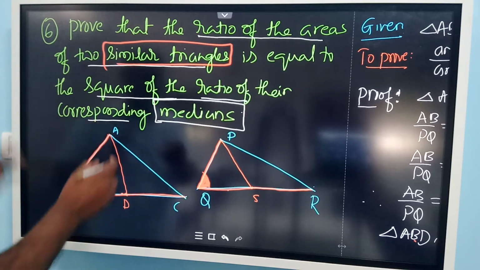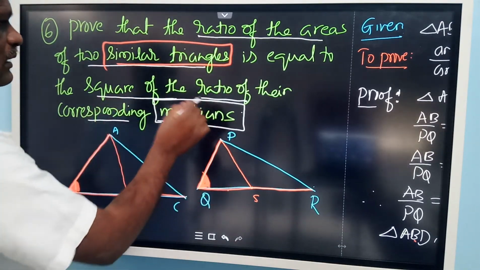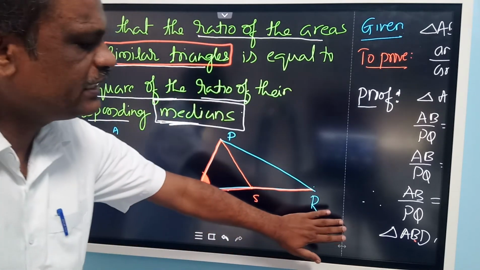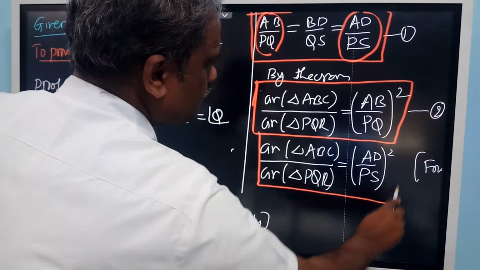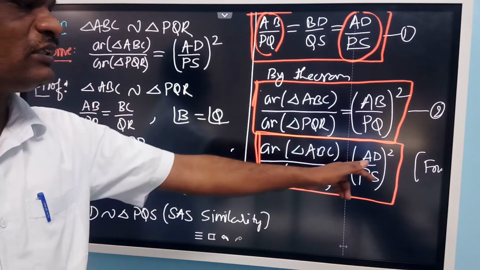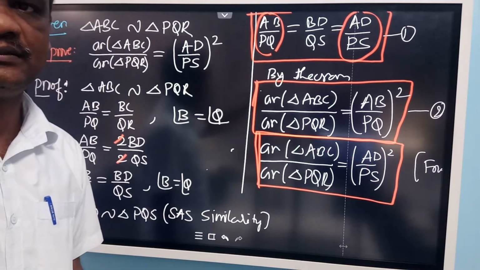Hence we proved that the ratio of areas of two similar triangles ABC and PQR is equal to the square of the ratio of their corresponding medians. So this is the proof: the ratio of areas of two similar triangles is equal to the square of the ratio of their corresponding medians.